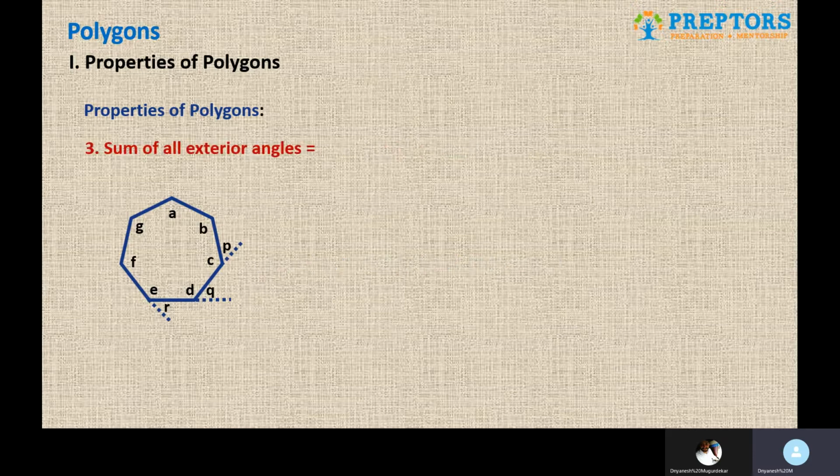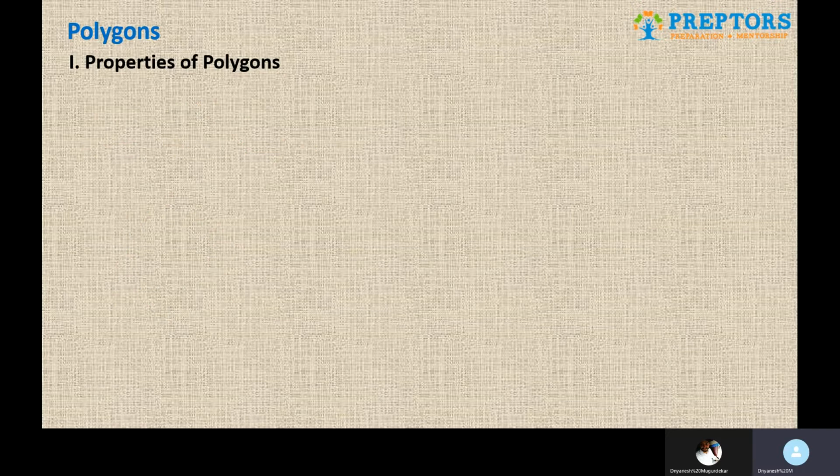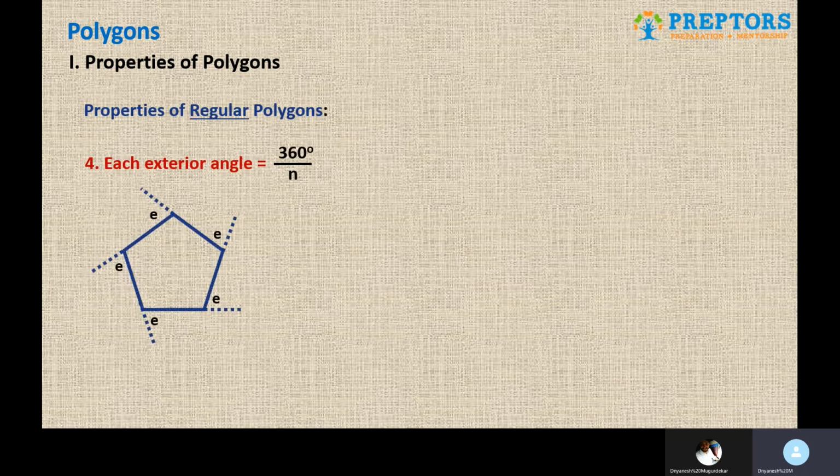The third property, the sum of all exterior angles is 360 degrees. Then each exterior angle is basically 360 by n, again n is the number of sides. So for a pentagon, n is 5, so 360 upon 5, that is 72 degrees, is each of the exterior angles of a pentagon.